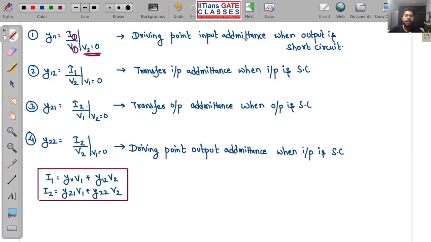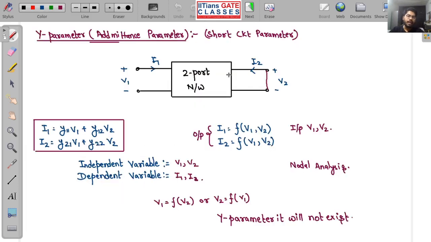So it is the driving point input admittance when the output is short circuit. Y12, as the numbers are different, will be the transfer admittance when the input is short circuit. Y21 is I2 by V1, the transfer admittance when the output is short circuit. Y22 is I2 by V2 when V1 is equal to 0, and that is known as the driving point output admittance when the input is short circuit. Again, these are all my conditional admittances.